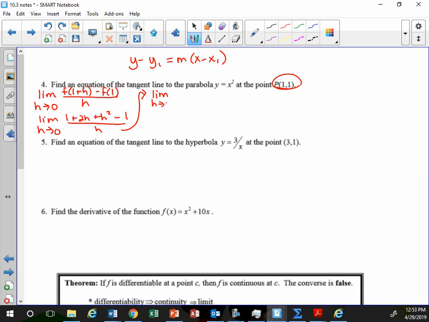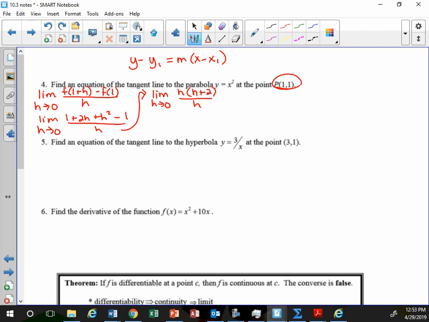Limit as h approaches 0. What are you left with in your numerator? Okay, and can I factor that? Yeah, let's do that all in one step. So I've got h times h plus 2 all over h.